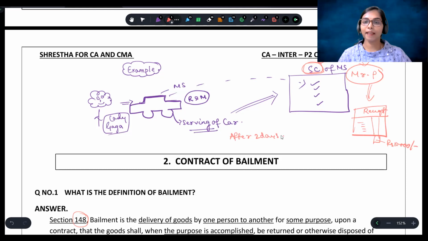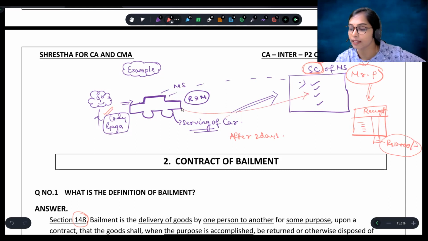Then Lady Gaga said, okay, rupees 10,000 for the repairs and maintenance. I will give you everything and you give me back the car after 2 days. I'll come and take the car. Now what has happened? The car is in the hands of the service center, right? So what is now bailment?